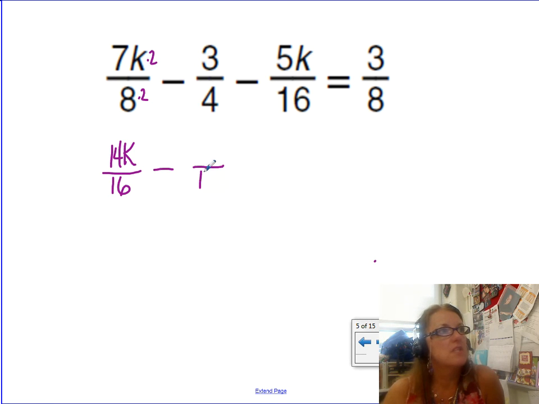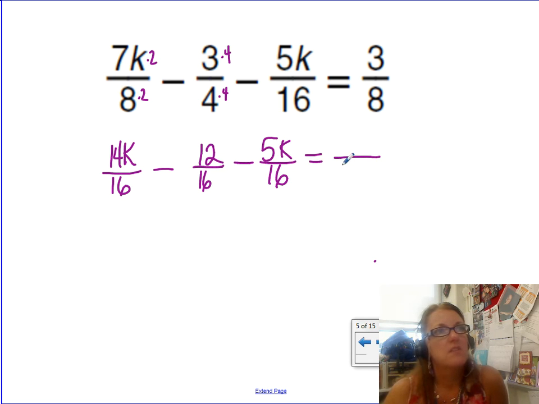Change 3/4 into 16ths. I'd have to multiply by 4, so I have to multiply the numerator by 4. This term, yay, I don't have to change anything. Sweet. And on this side of the equal sign, I also want this to have a denominator of 16. So I look at that and I say, I have to multiply 8 times 2 to get 16. Be fair, do the same thing up there, because 2 over 2 is really 1. 6 16ths, equivalent to 3/8.